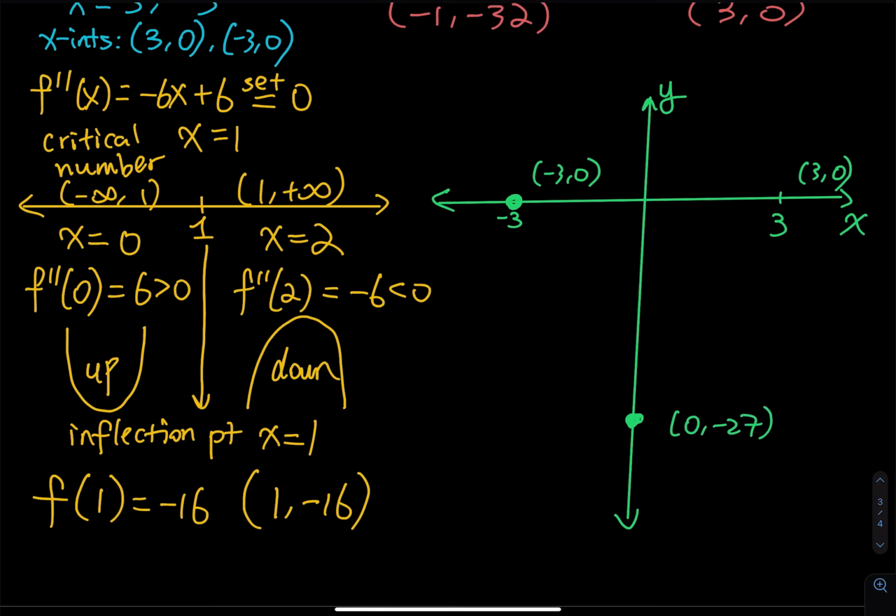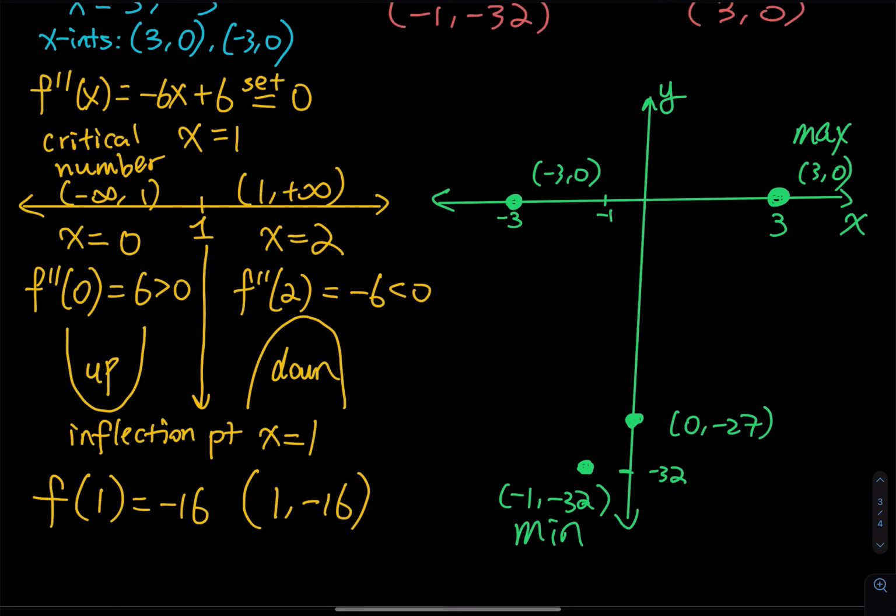And then what else do you have? You also have a local minimum, right? At -1. So when x is equal to -1, y equals -32. So that point is right over here. -1, -32. And then the other point we have is our maximum at 3 comma 0. So now let's sketch the graph. So this is a minimum, right? And then this is a maximum.